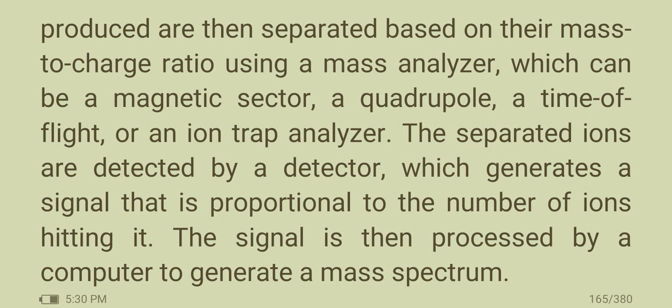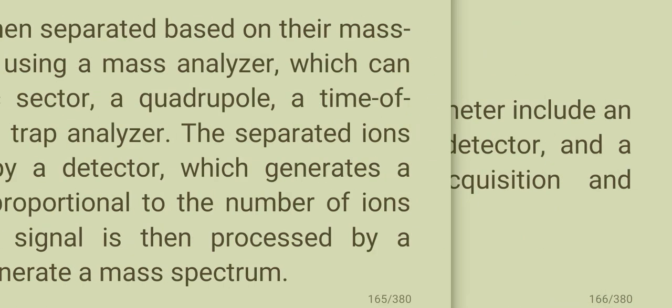Which are the analyzers? Magnetic sector, quadrupole, a time of flight, or an ion trap analyzer. The separated ions are detected by a detector, which generates a signal that is proportional to the number of ions hitting it. The signal is then processed by a computer to generate a mass spectrum.